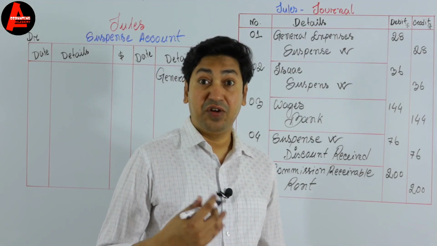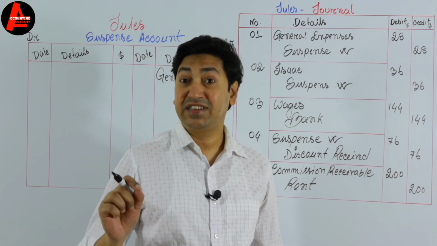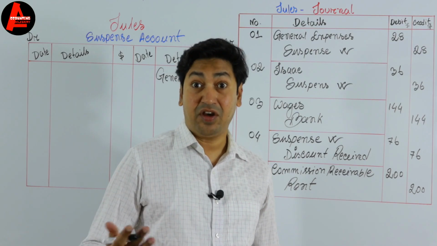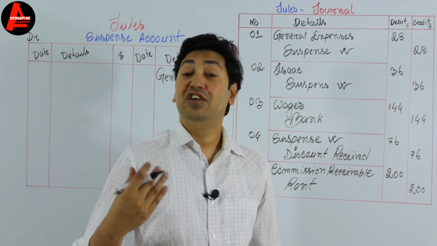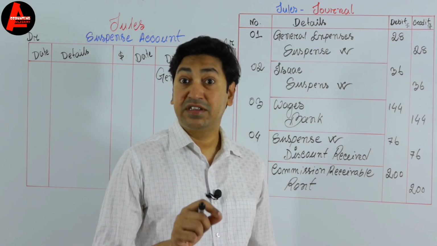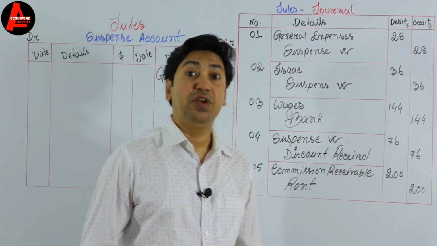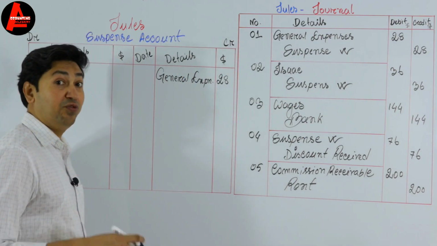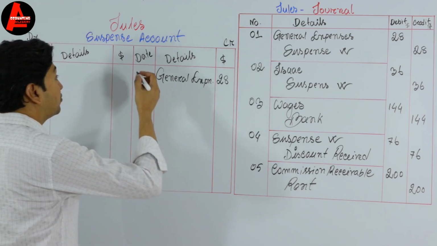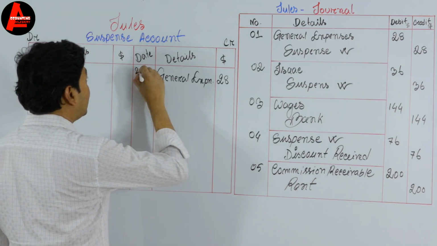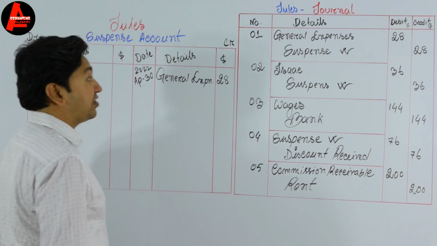Okay, so you know at the end of the year what does a business do? Business prepares financial statements like income statement or statement of financial position, which is balance sheet. Okay, so at that moment Julie discovered this mistake. Okay, so we will write here the date. Which date? The end of the financial period, which is 2022 April 30. Okay, good. So first transaction is done.